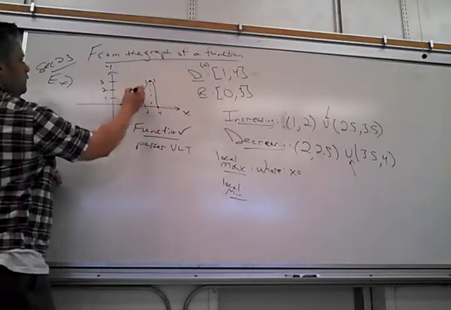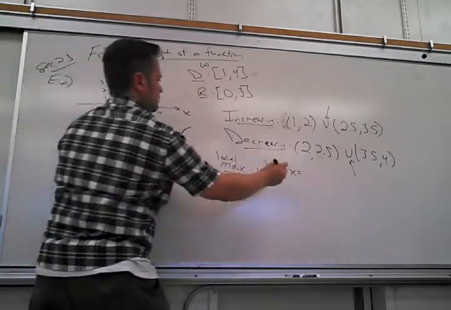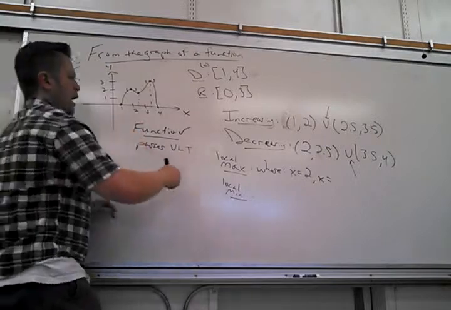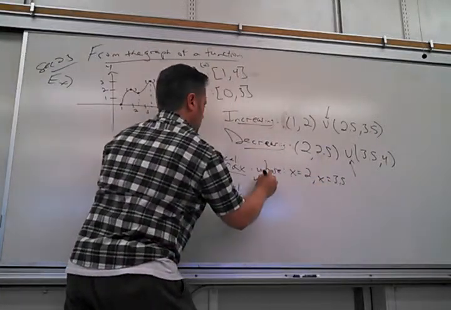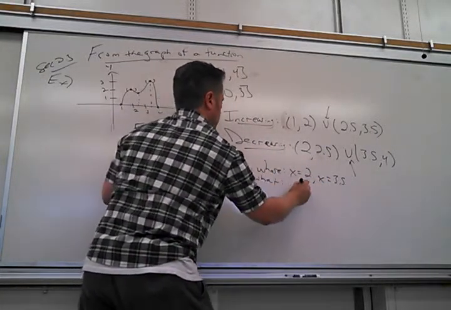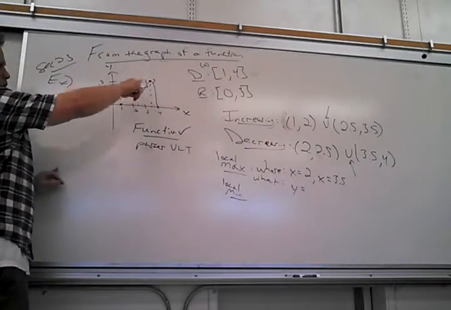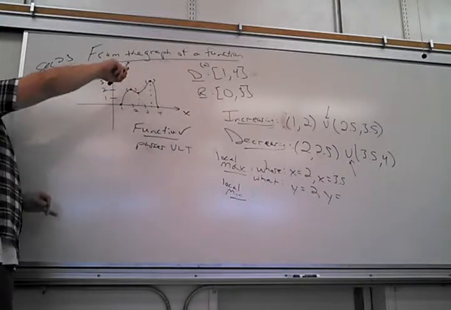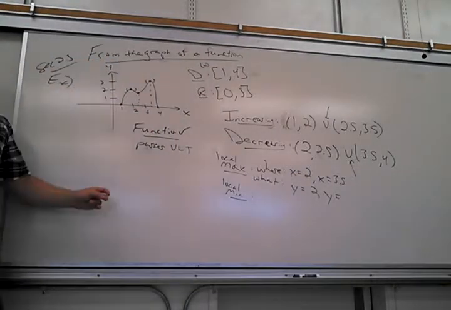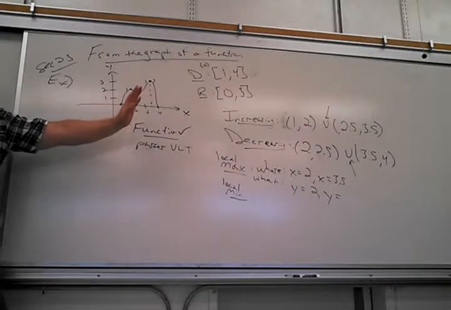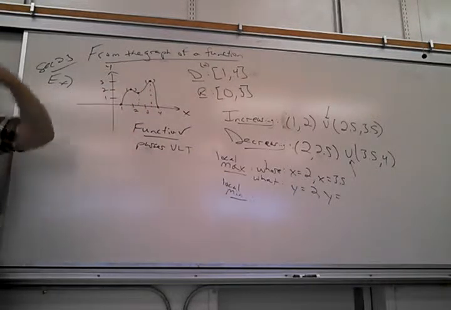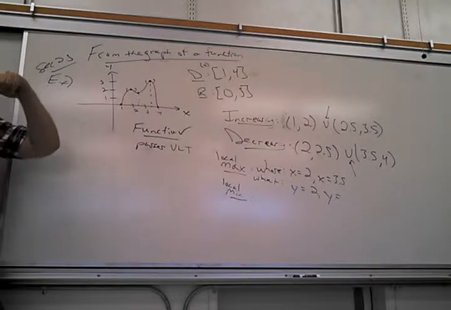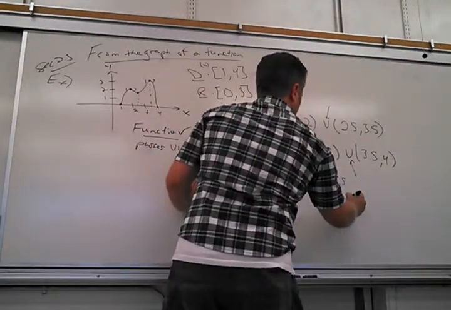Good. 1.5. Roughly. Well, it looks like 2. And at x equal to 3.5. What are they? For x equal to 2, y equals 2. And for x equal to 3.5, y equals 3. So when I say where is the max or min, you give me the x value. If I say what is the value there, what's the maximum? That's the y, that's the output, right? So y equals 3 for that.